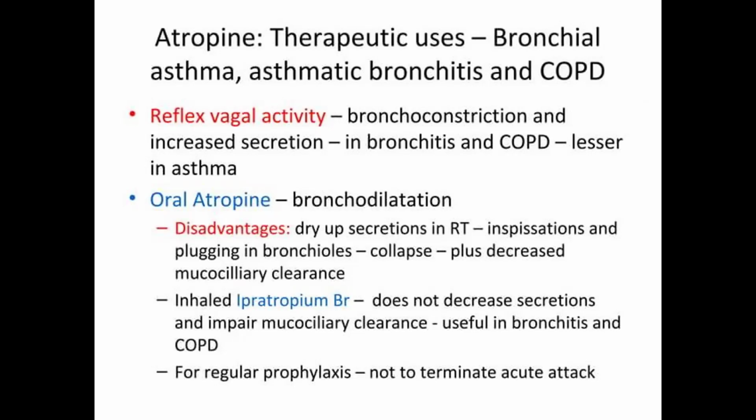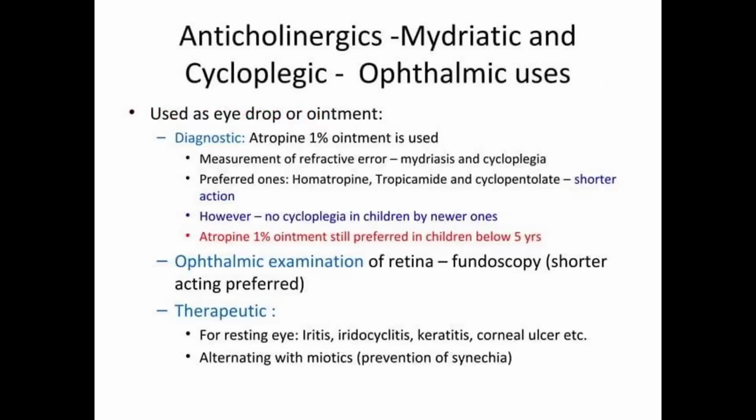The disadvantages are dry obstructions in the respiratory tract, inspissation, plugging in bronchioles, collapse, and decreased mucociliary clearance. Now, inhaled ipratropium bromide does not decrease secretions. It does not impair mucociliary clearance. It's very useful. I have tried it on several animals. It's a very good drug. It can be used for regular prophylaxis, that means we can use it prior to the asthmatic attack.